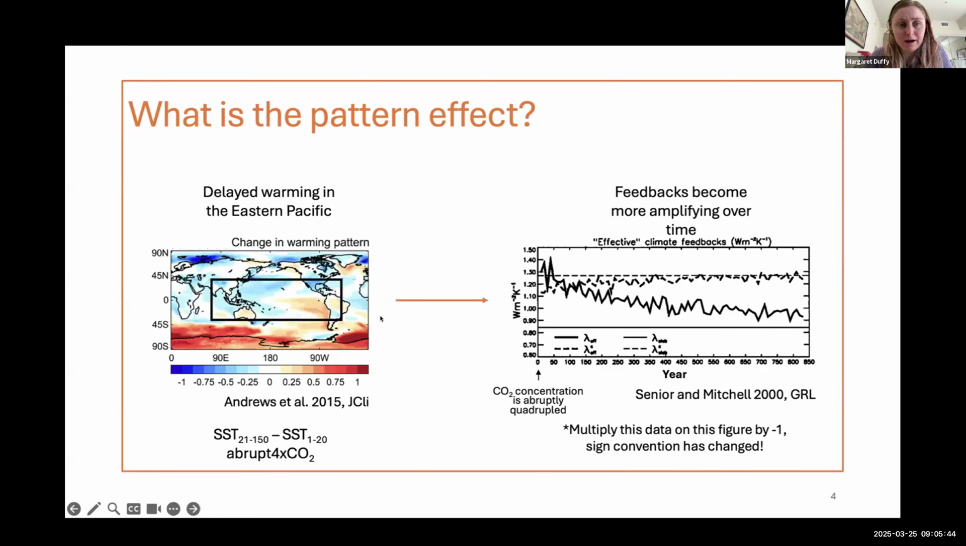And we think that this is due to the evolution of the pattern of sea surface temperatures over time. This map is showing us if you take the SST averaged over a later part of an abrupt 4 times CO2 simulation minus the SST averaged over the first 20 years of an abrupt 4 times CO2 simulation, we tend to get this change in the gradient over the tropical Pacific, which we think is responsible for this evolution of the feedback parameter over time.